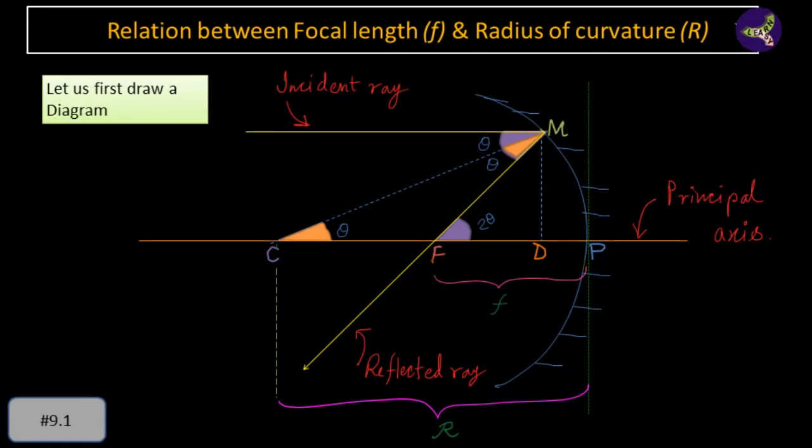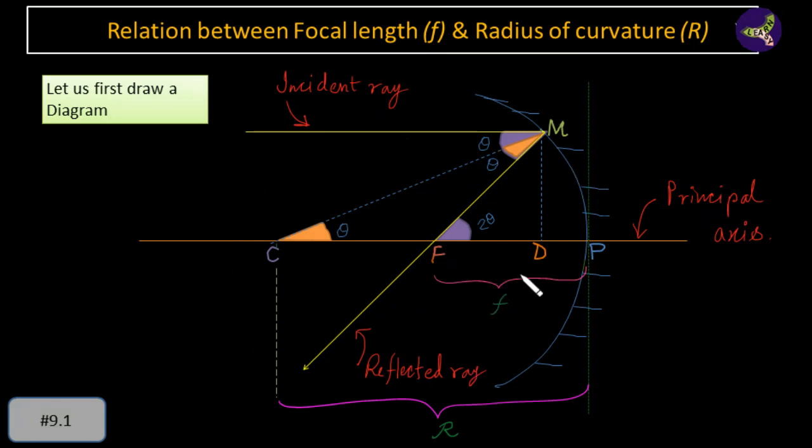Now let us see the relation between focal length and the radius of curvature. It is very easy to say that the relation between the focal length and the radius of curvature is nothing but f is equal to R by 2. That is, the focal length is half of the radius of curvature. So you have to prove this.